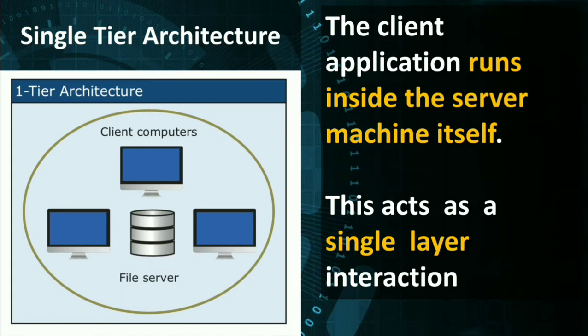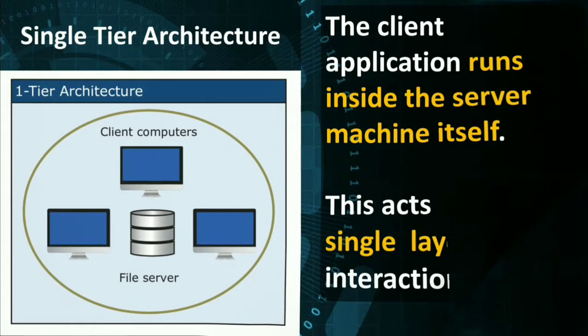For example, if you want to listen to a song which is present in your computer using an MP3 player, you can access the file. So the request from the client machine to the file server and the response from the file server to the client machine, if it is happening in a single layer, then it is called single tier architecture or one tier architecture. So this acts as a single layer interaction.